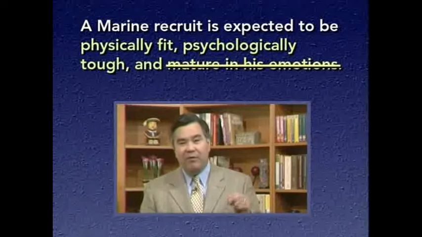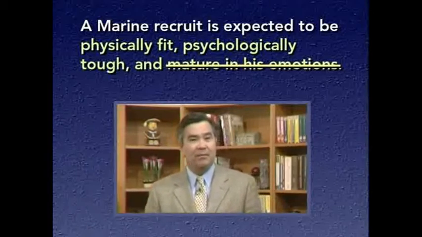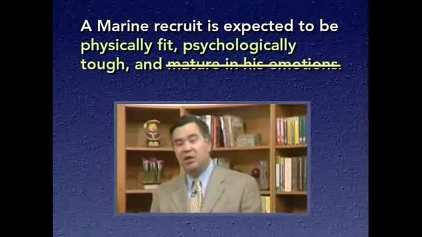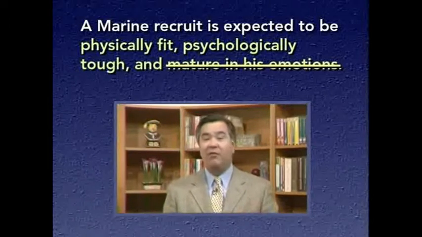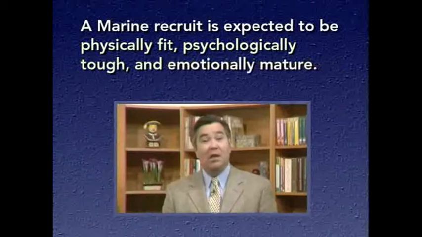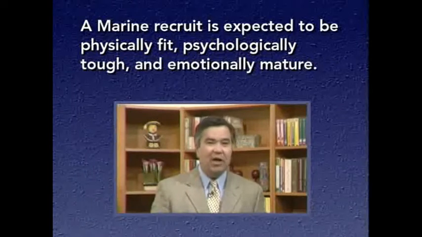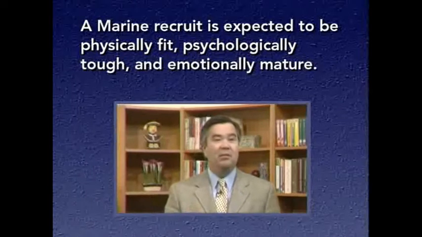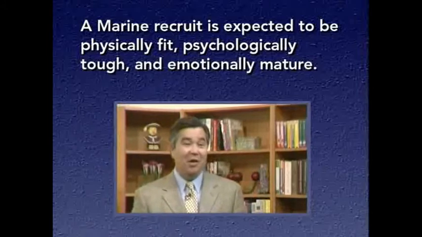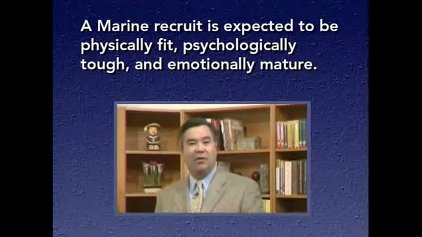We could therefore rewrite that third item so that it contains an adjective preceded by an adverb. Now, if we want to do that, what would be the proper adverb to precede the word mature? Since the meaning of the sentence refers to mature in his emotions, it makes sense that the proper adverb to use would be emotionally. And the sentence would then read, a Marine recruit is expected to be physically fit, psychologically tough, and emotionally mature. Now the sentence fits the principle of parallelism. All three items that are being listed are set up in grammatically similar form.